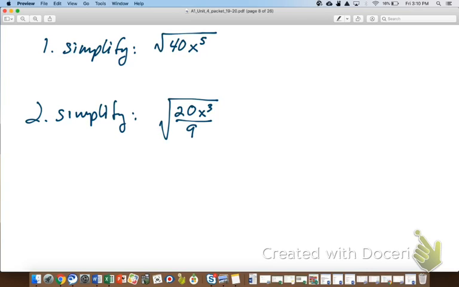Okay, where are we at? Yes, sir. Yeah, that's perfect for number 1. Exactly right. Okay, what do we got? We got 2x root 5x over 3. Yes, that is correct. Nice job.